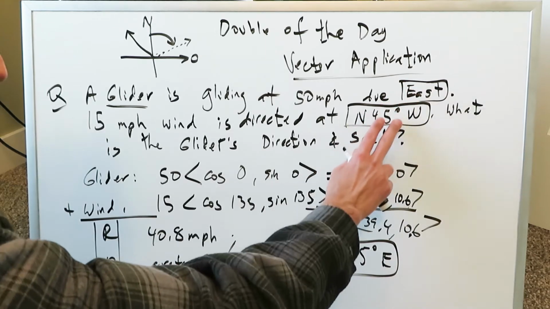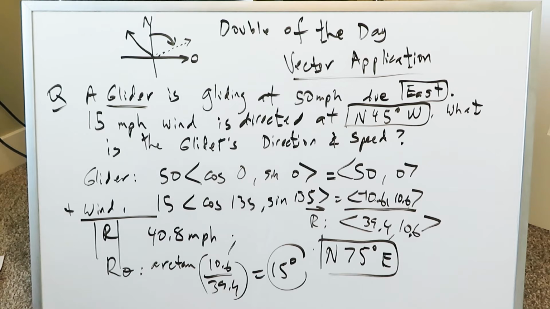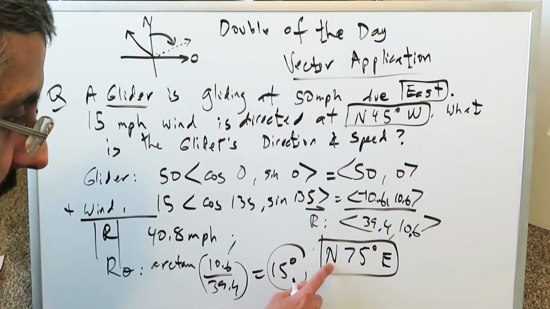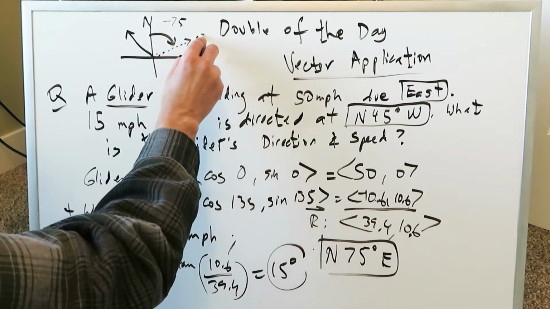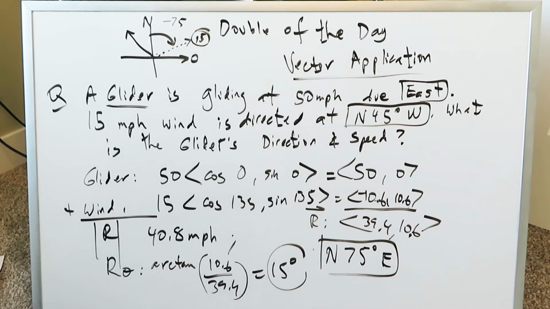When you have directions here, you convert them with regards to reference north. It'll be 15 degrees, which will be north 75 degrees east. 90 minus 75 will give you that 15, and there it is. So this glider now has a speed of 40.8 but has a direction of 15 degrees from 0, or north 75 degrees east. And this question has been completed.